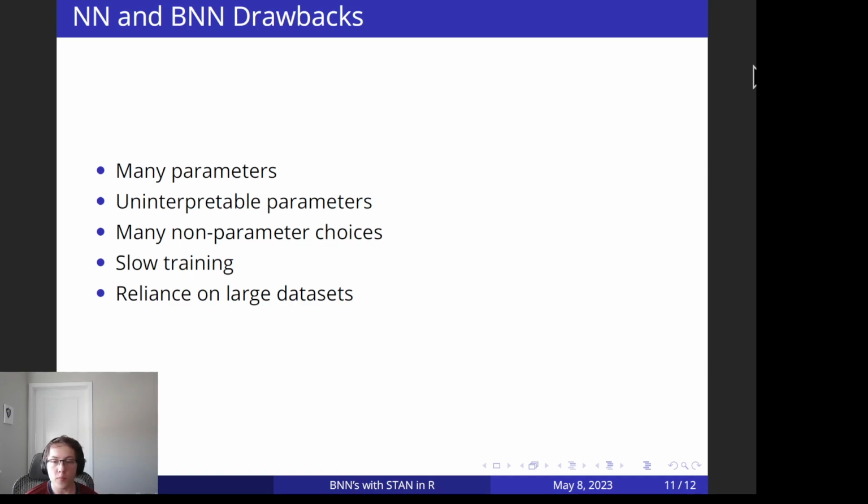There are also these non-parameter choices. We have to pick how many layers we want, the sizes of the layers. As we add more choices, like more parameters, our training is going to slow down. When the training slows down, then it's harder to make these non-parameter choices. This leads to a lot of issues, especially in more complicated high-dimensional problems.